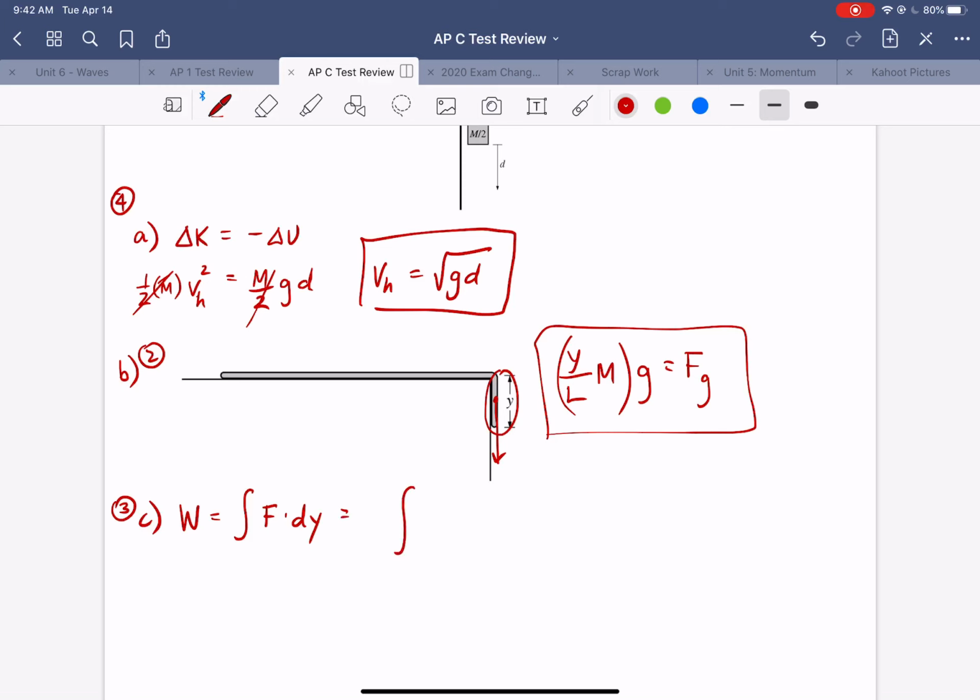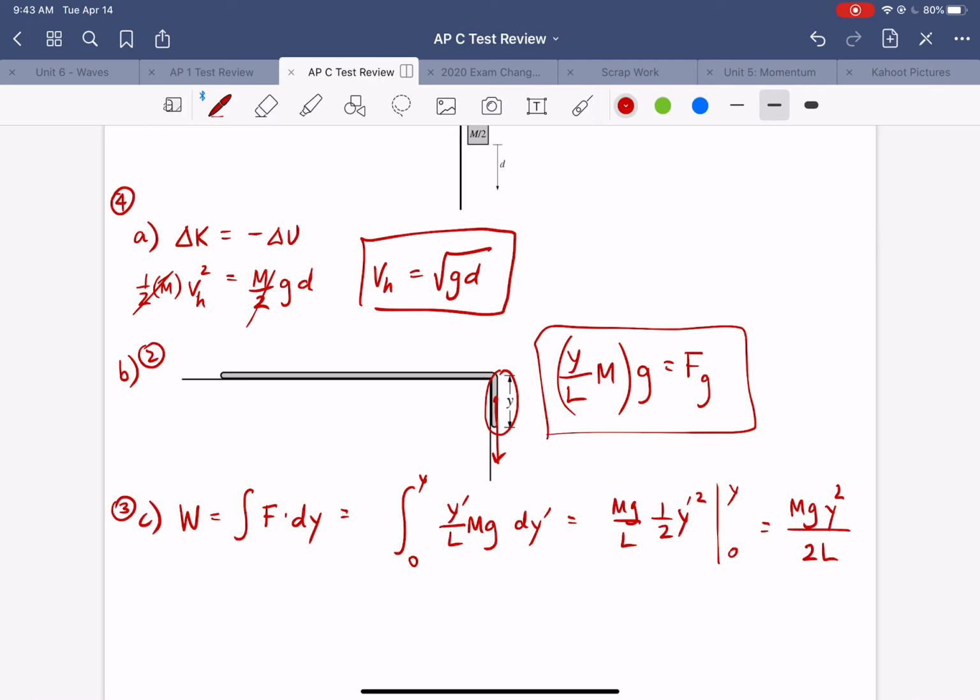So we could integrate the force, which is y over L times mg times dy, and then we'll integrate this from 0 to y. If you don't like using the same variable for the limits as in the integral itself, we can call this something different, like y prime. So if we integrate this, we get mg over L, those are all the constants. Y prime becomes 1/2 y prime squared. And we evaluate that from 0 to y. So we get mg y squared divided by 2L.